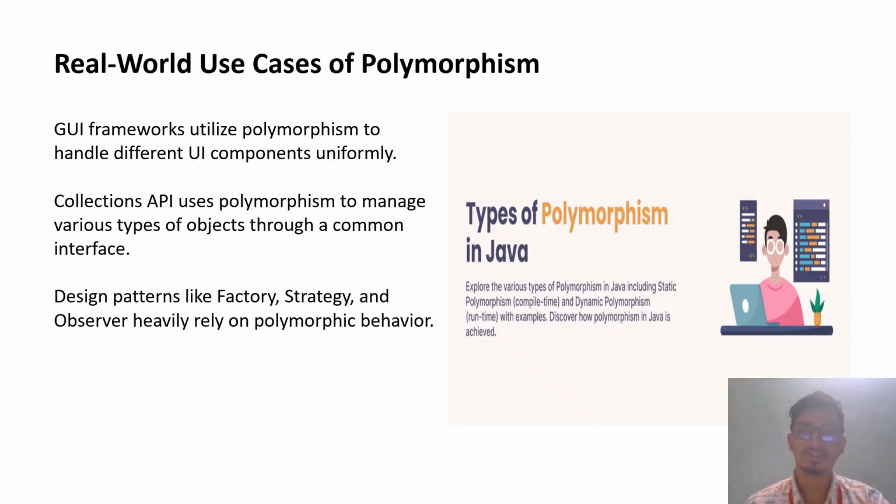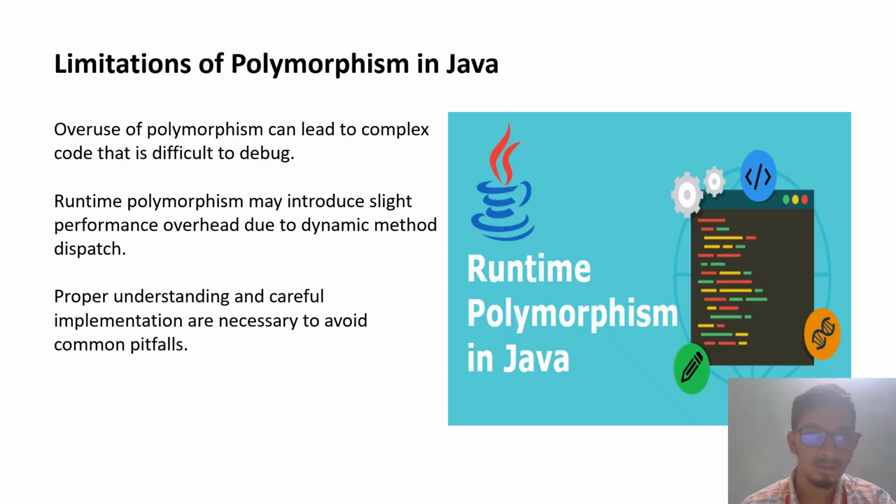Real-world use cases of polymorphism. GUI frameworks utilize polymorphism to handle different UI components uniformly. The Collections API uses polymorphism to manage various types of objects through a common interface. Design patterns like factory, strategy, and observer heavily rely on polymorphic behavior.